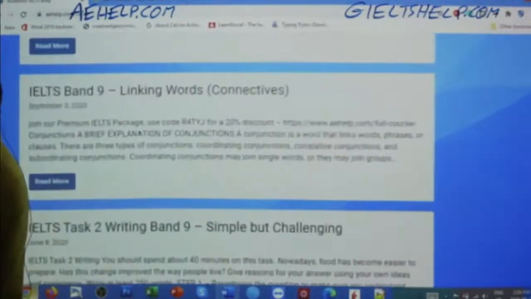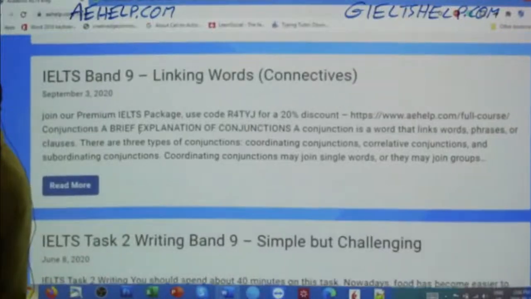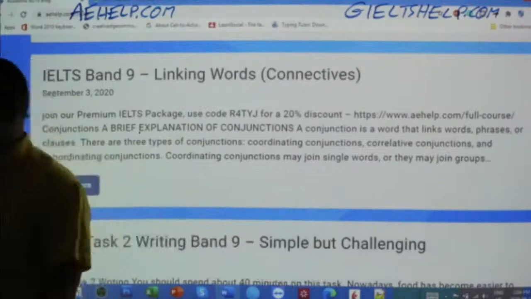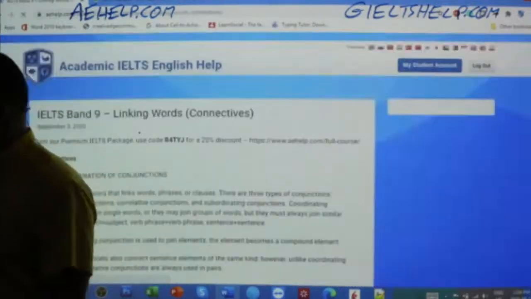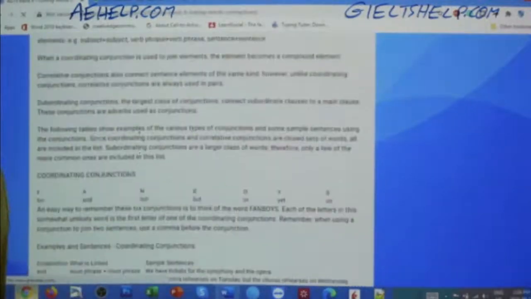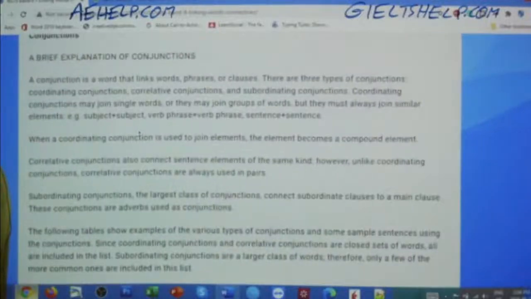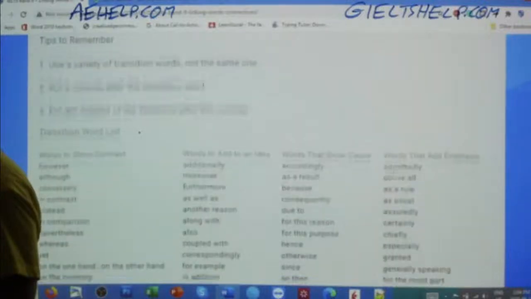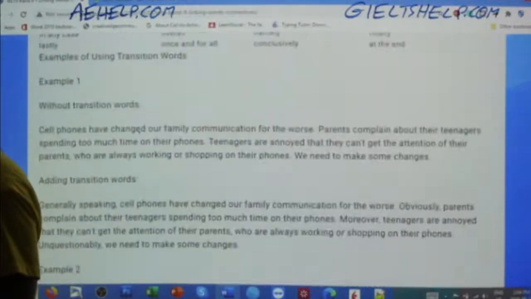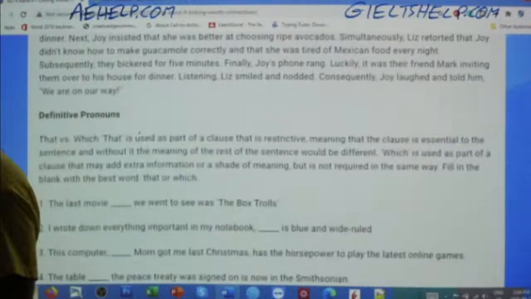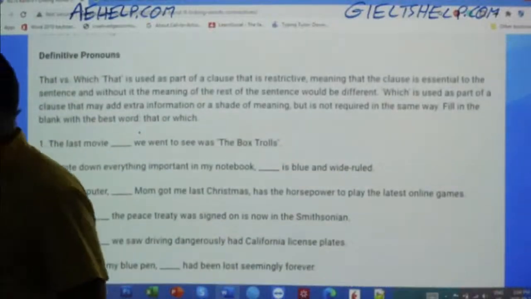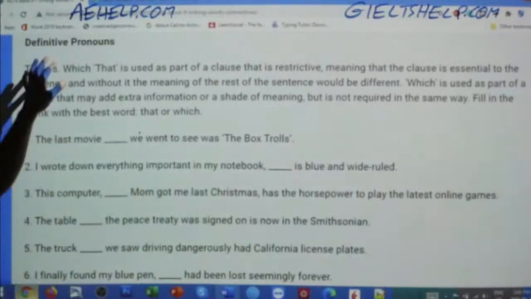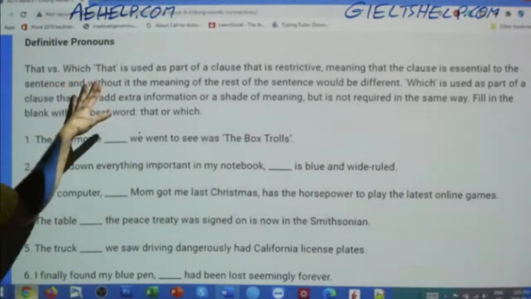here's a blog that we put up on September 3rd. It's called Linking Words, Connectives. Okay, so if I read more on that one, then here you have an explanation of conjunctions and leading expressions. Please read this. I know it's a lot, but it's very, very valuable. And then we have the definitive pronouns, which are which and that. Okay, so here you have definitive pronouns, that versus which.